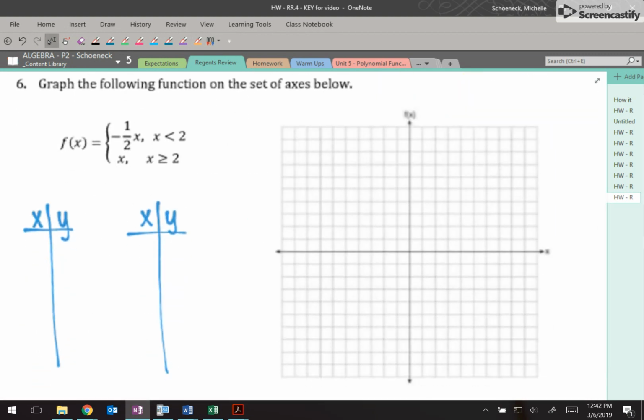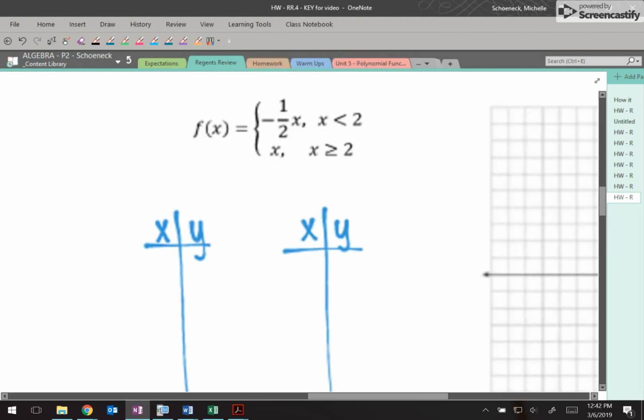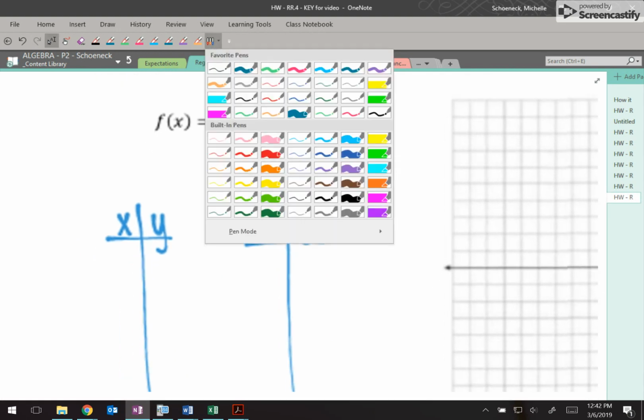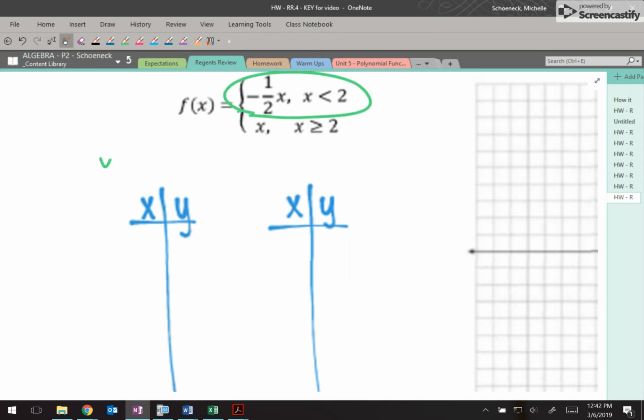Number 6, our final question is to graph this function. Now this kind of looks a little bit crazy. We have not really dealt with something like this. What we're going to do is take our first function and put it into y equals, so negative 1/2 x. And we want all of the numbers in the table of values to be less than 2. So I'm going to end my table at 2. So 1, 0, negative 1, negative 2, negative 3, negative 4, and so on. It's going to keep going in that direction.